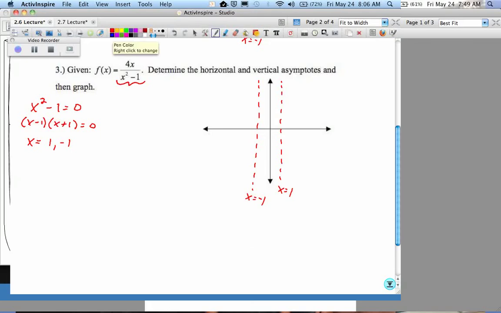What degree do I have on top? 1. First degree. What do you have on the bottom? Second. What happens when it's small degree divided by big degree? Goes to 0. Eventually it'll go to 0.